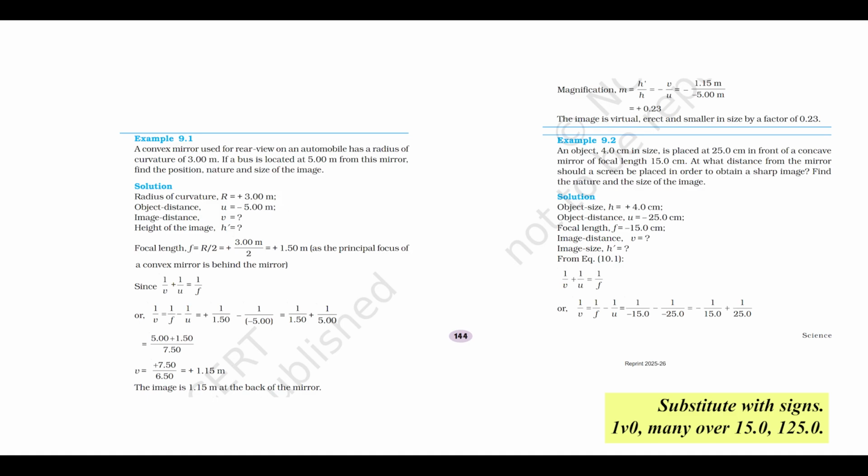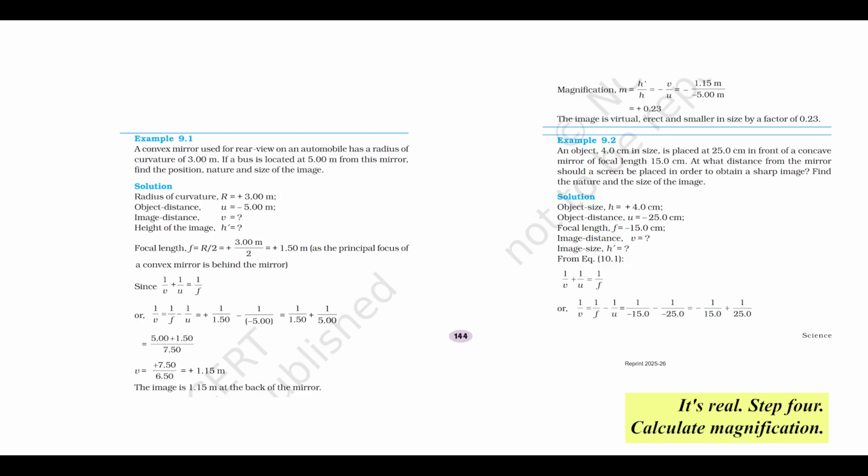Step 2, substitute with signs. 1/v equals 1/(minus 15.0) minus 1/(minus 25.0). 1/v equals minus 5/75 plus 3/75, which is minus 2/75. Step 3, solve for v. We're going to see v equals minus 37.5 centimeters. Negative v this time. So the image is in front of the mirror, and it should be real. Precisely. A screen should be placed 37.5 centimeters in front of the mirror to get a sharp image.